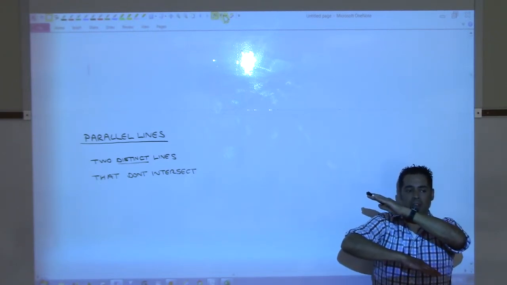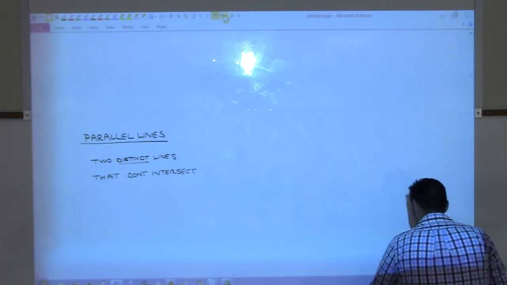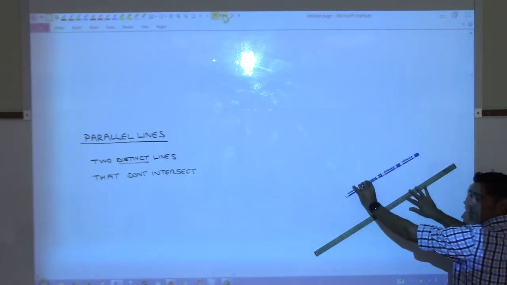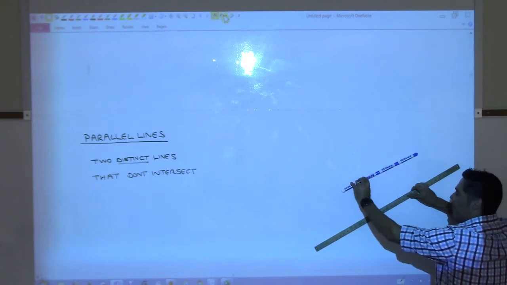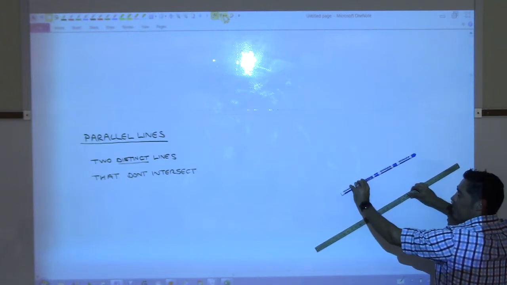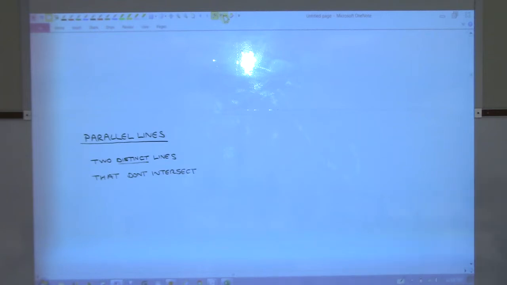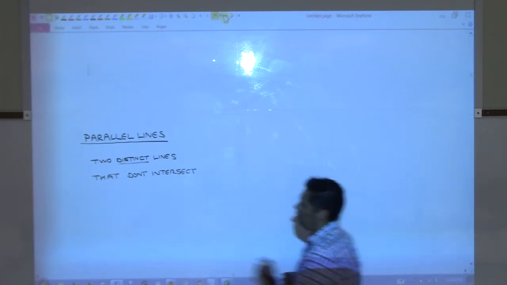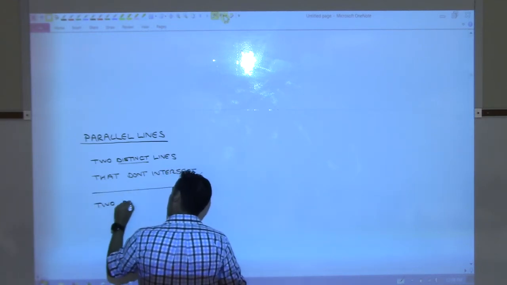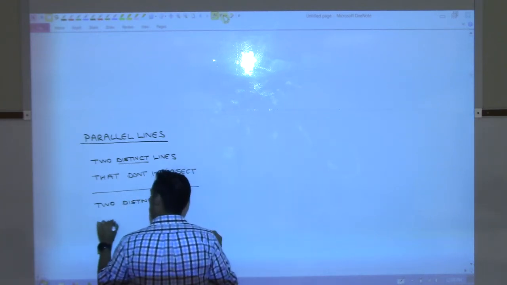lines that never intersect. So if you have two lines that don't intersect, what's another property of those lines that you could give me? Ah, yes, they have the same slopes, right? If they hit each other, they're going to have to look something like that. But to not hit one another, they must have the same slope, right? So that's the second definition I'm going to put here: two distinct lines with the same slope.